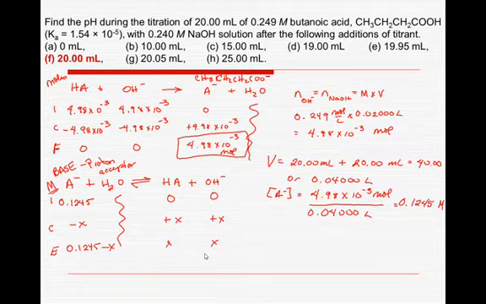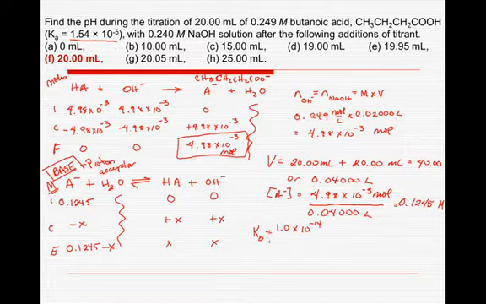Now this substance is a base. I know that A minus is a base, and if it's a base, we don't want to use the Ka value that they gave me up here in this problem. We want to get the Kb value, so we're going to determine Kb. Kb equals Kw, which is 1 times 10 to the minus 14, over Ka of 1.54 times 10 to the minus 5. This is going to give me a value for Kb equal to 6.49 times 10 to the minus 10.